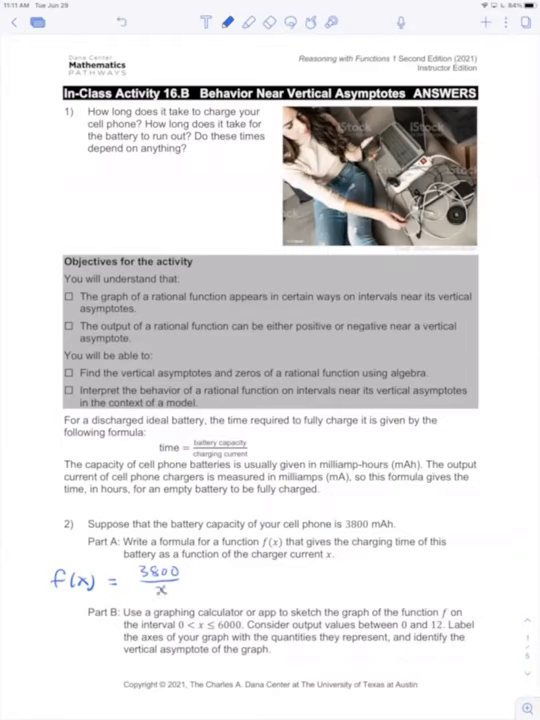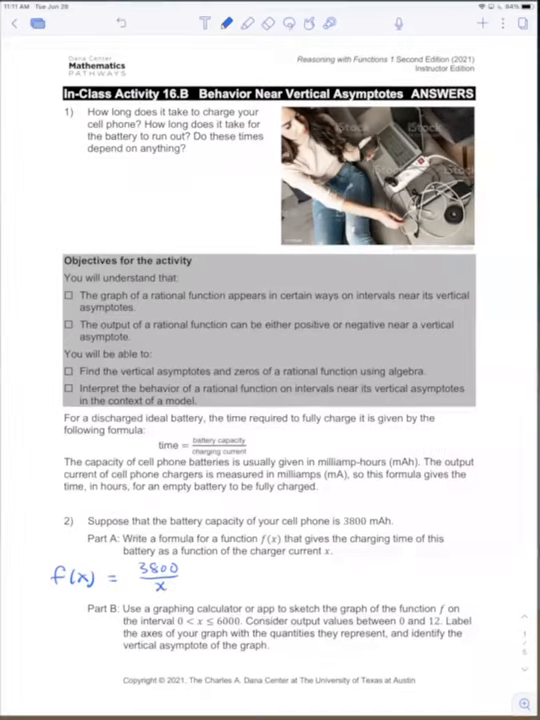So there's our function. Part B, use a graphing calculator or app to sketch the graph of the function f on the interval from 0 to 6,000. Consider output values between 0 and 12. Label axes of your graph with the quantities they represent and identify the vertical asymptote of the graph.